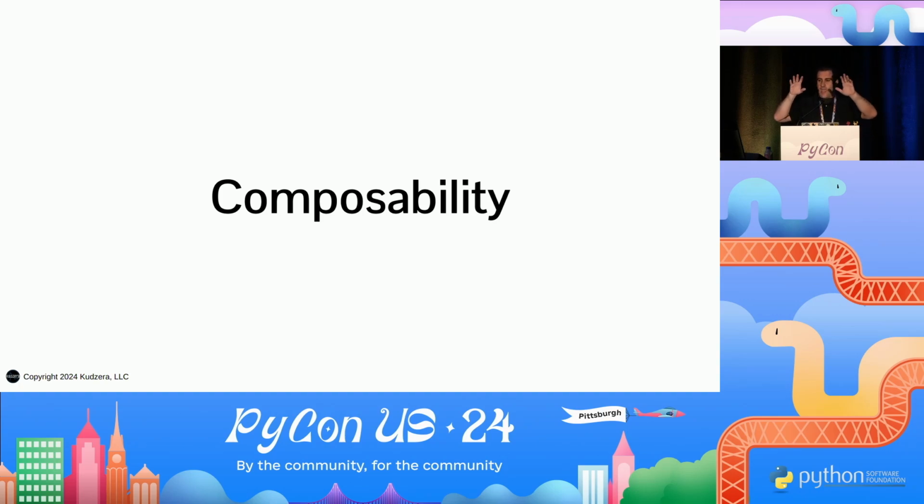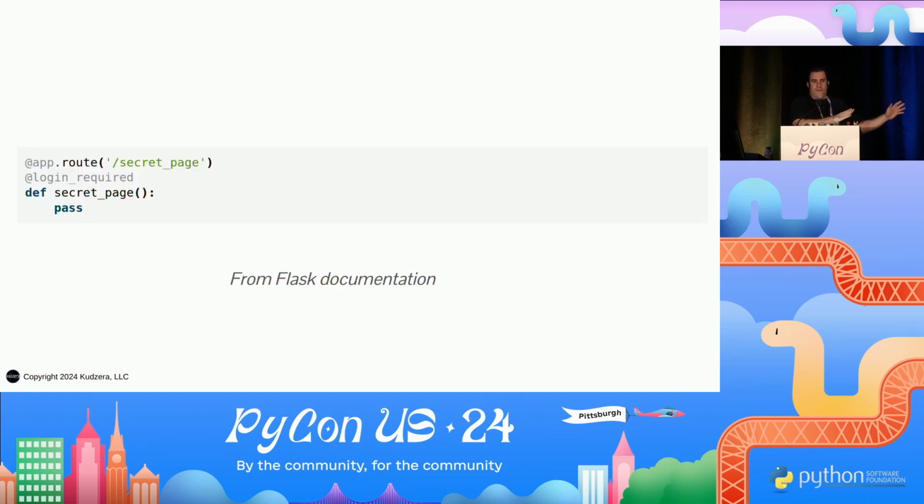Let's take a look at Flask. These decorators are composable. I can use one of them, I can use both of them, I can use neither of them. If I need application routing, I have app.route. If I need login required, I have the aptly named login_required. Composability allows us to take separate ideas and build them into our program.